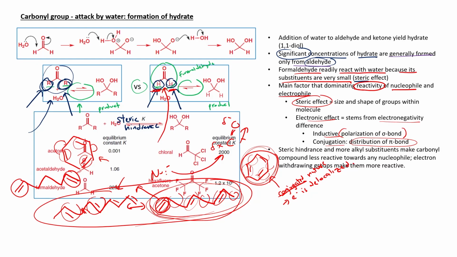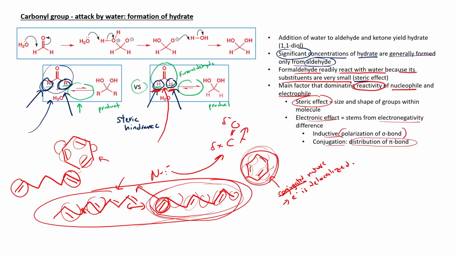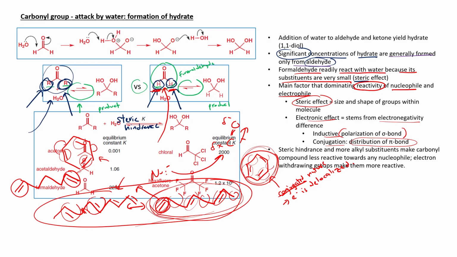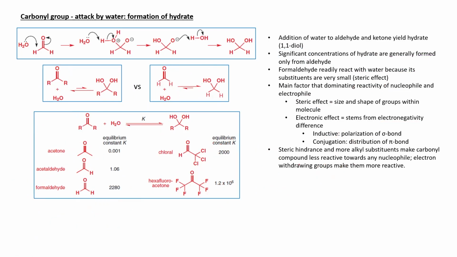Okay, next, steric hindrance. Let me remove the ink. So steric hindrance and more alkyl substituents make a carbonyl compound less reactive toward any nucleophile. Remember, the nucleophile is the attacker. Electron withdrawing groups make them more reactive.